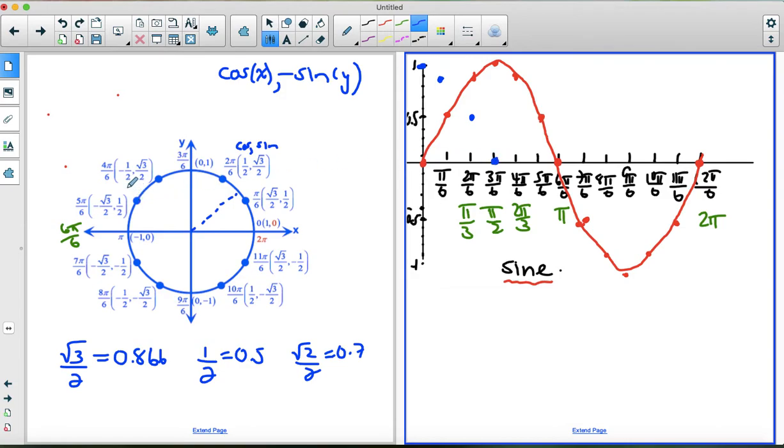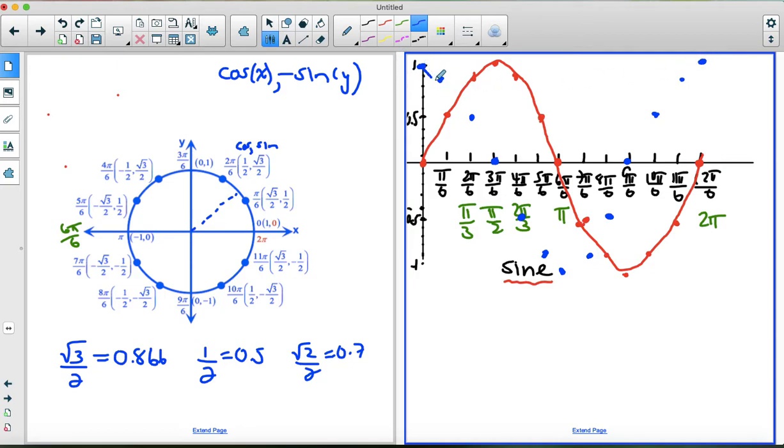And now at 4 pi over 6, we're at negative a half. So we're going down here. And at 5 pi over 6, which is right over here, we're at negative 0.866. And then at 6 pi over 6, we're definitely back at negative 1. At 7 pi over 6, which is in the third quadrant, we're again at negative 0.866. And then at 8 pi over 6, we're at negative a half, so we're back up here. At 9 pi over 6, we are at 0. At 10 pi over 6, we are at a half. Notice it's going back up. At 11 pi over 6, we're at 0.866. And at 12 pi over 6, which is 2 pi, we're back here.